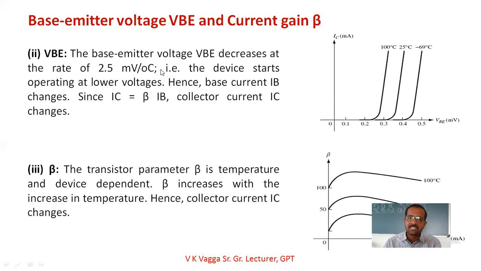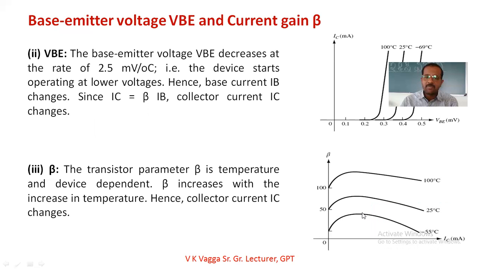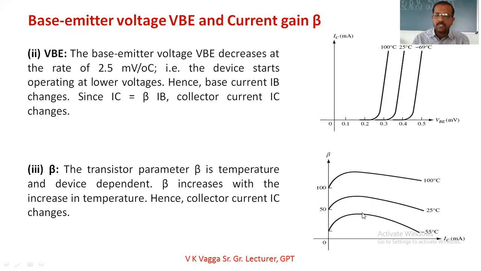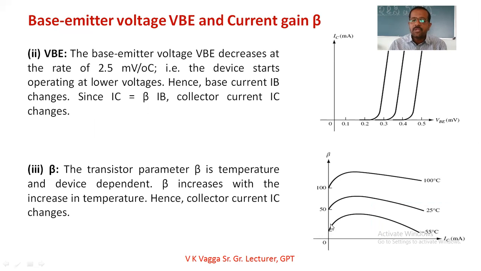In the same way, if you take one more parameter, it is beta. It increases its value with increasing temperature. You can see this if you take the graph of the output current IC versus beta. At minus 55 degrees Celsius, the beta value is somewhere around 10 here.